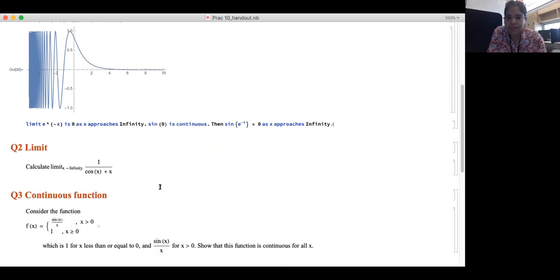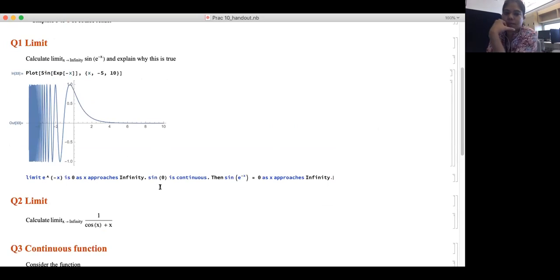Okay, any question? Is that clear? Your answer is correct, but the question says, why is this true? That's true because sine is continuous at 0. Okay. Any question?